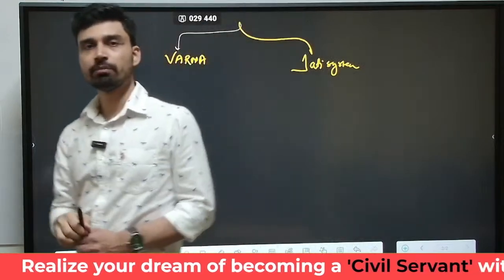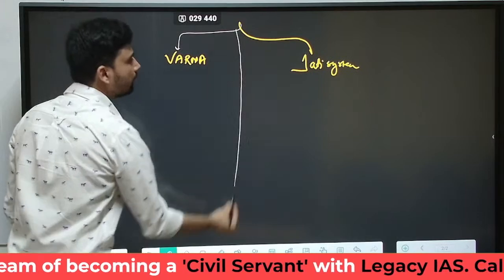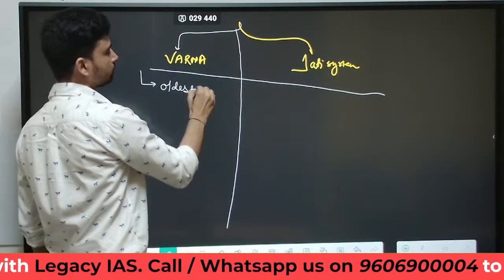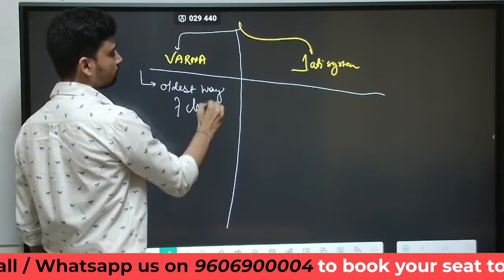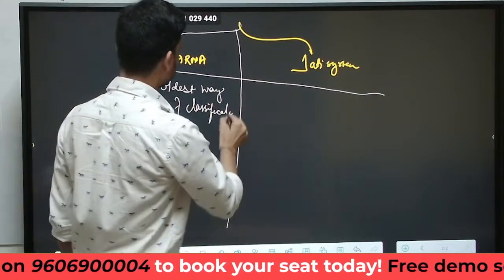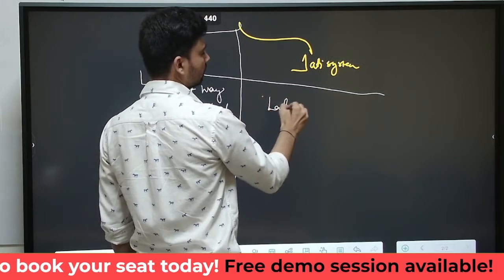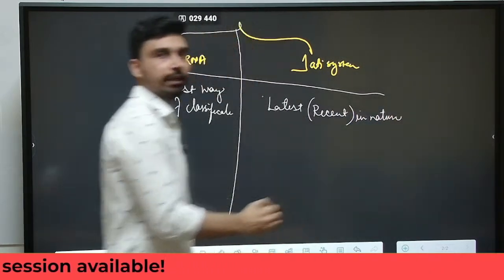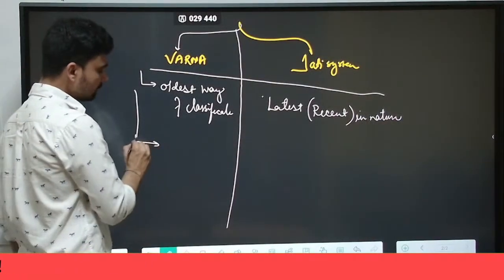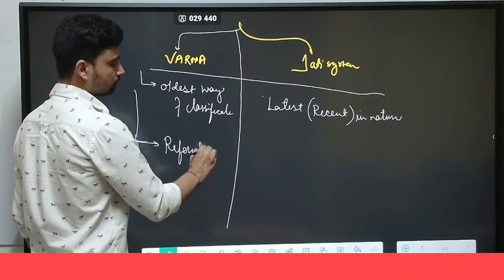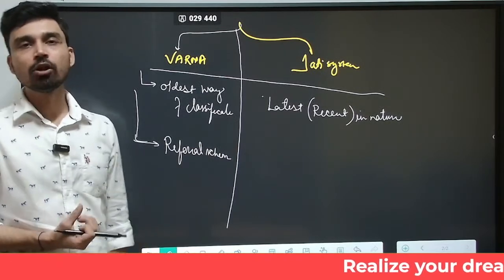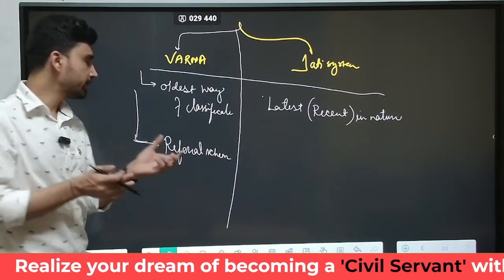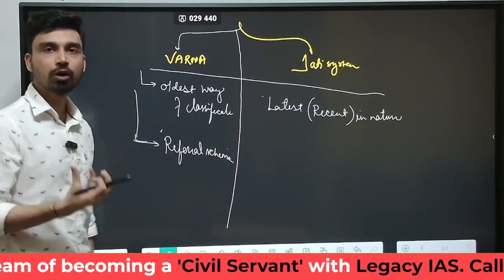So what are the major differences between the Varna system on the one hand and the jati system on the other? Basically, the Varna system is the oldest method of classification. On the other hand, the jati system is relatively more recent in nature. Second, the Varna system is considered a kind of referral scheme. Referral scheme means that it does not give you a concrete idea about the identity of any particular person, but in such a huge society with such a huge population in India, it basically helps in understanding which particular section of society one belongs to on a larger scale.